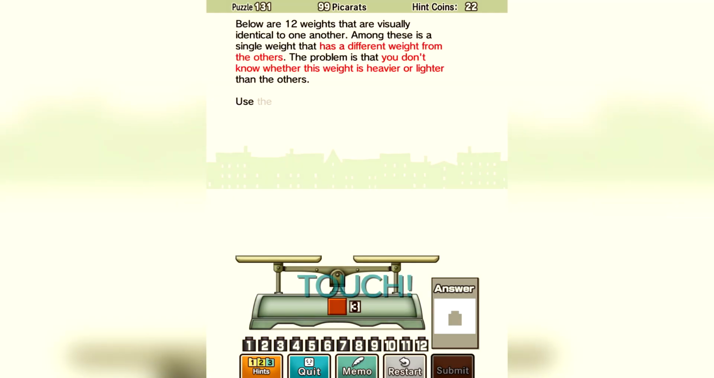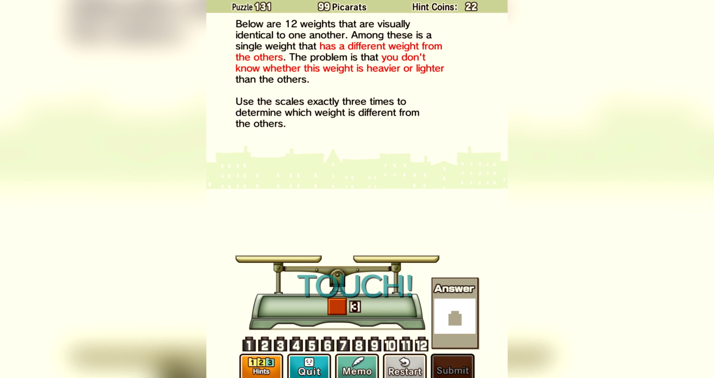Below are 12 weights that are visually identical to one another. Among these is a single weight that has a different weight from the others. The problem is that you don't know whether this weight is... Oh, joy. This is going to be such fun. Use the scales exactly 3 times to determine which weight is different from the others.